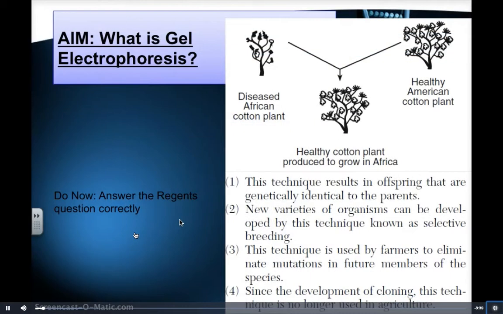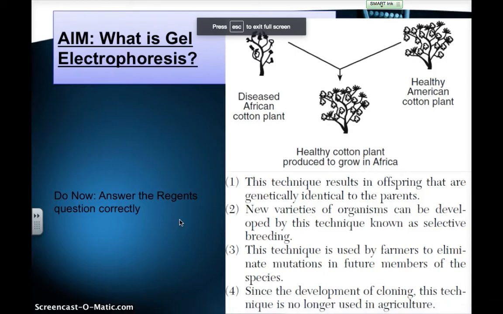So far we've talked about selective breeding as one form of biotechnology that we use today. Today we're going to review selective breeding, and we're also going to move on to how we analyze genetic information from different species or organisms. So let's just recap selective breeding from the previous page of notes.